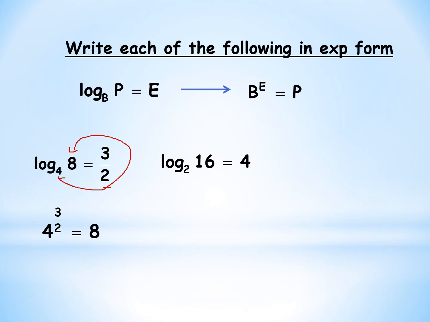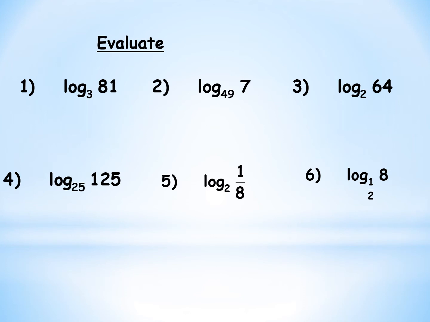Log base 2 of 16 equals 4. 2 to the 4th equals 16. Log base 2 of 1/4 equals -2. 2 to the -2 equals 1/4. So go ahead and put the video on pause and see if you can evaluate these logs. You should be able to do these in your head. You should not use your calculator.